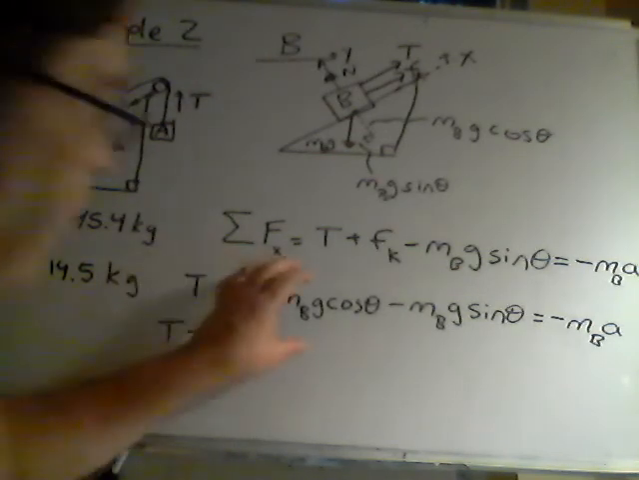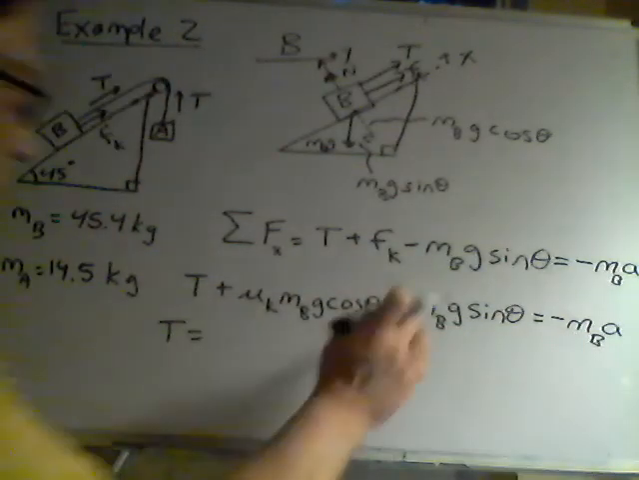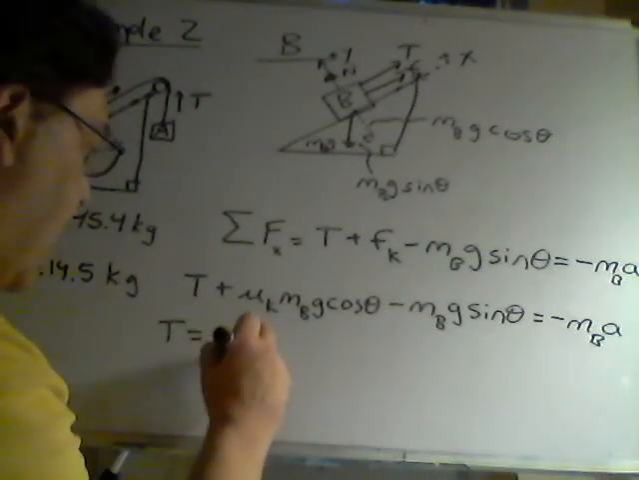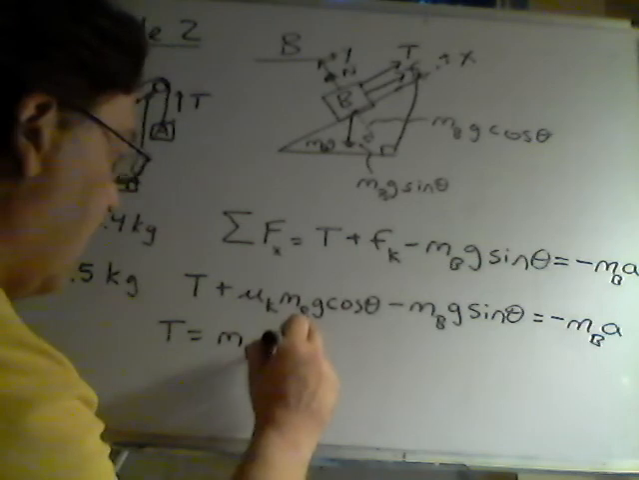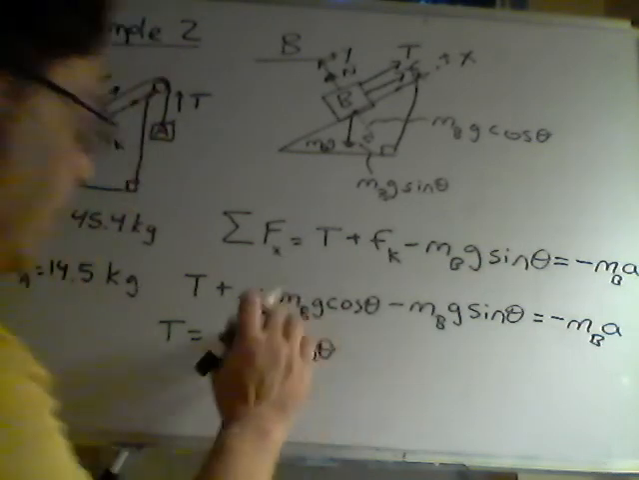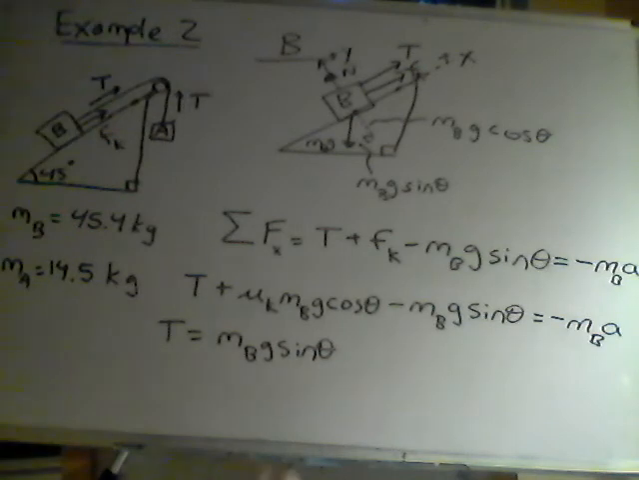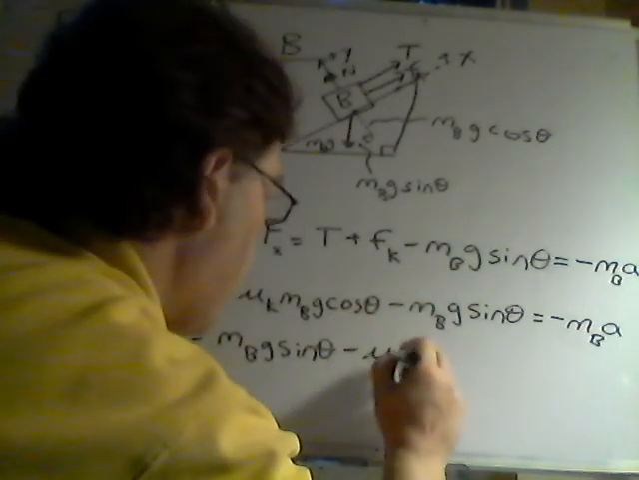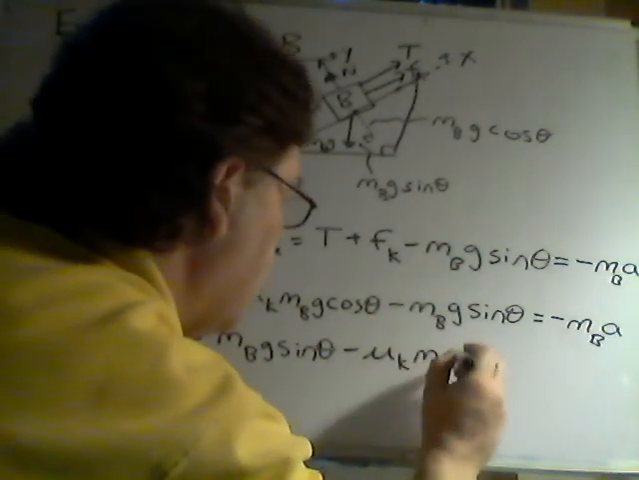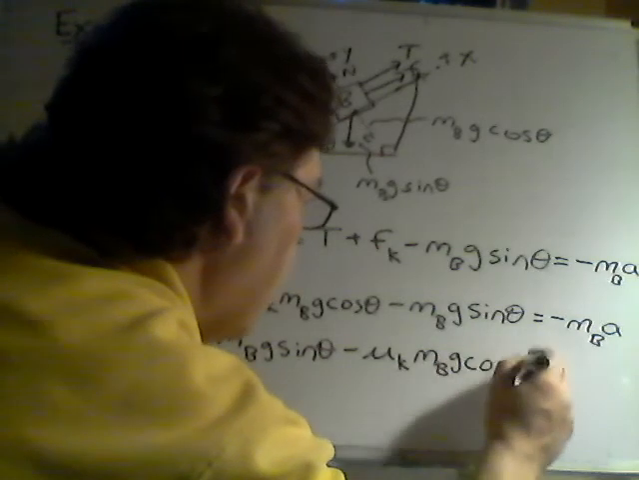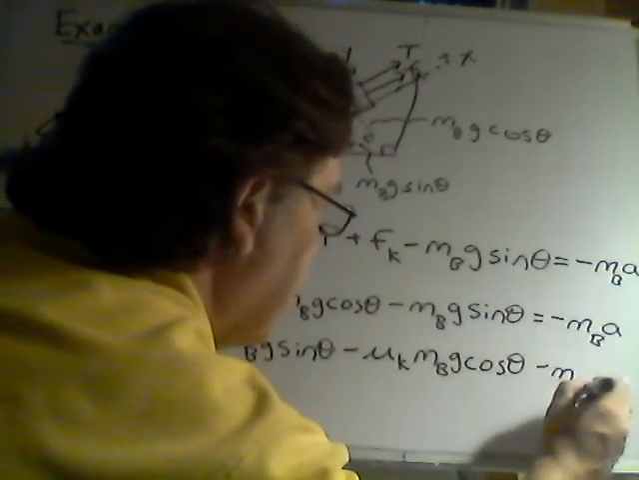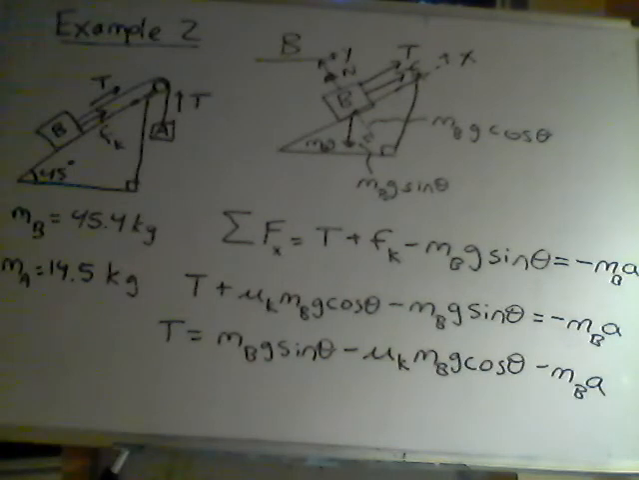So I'm going to throw everything on the other side. And so this becomes positive m sub b g sine of theta. And this one becomes negative. And this one's already negative. So minus mu sub k m sub b g cosine of theta minus m sub b a. All right? And so that is the equation I get for block B.